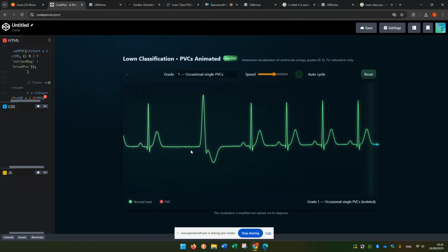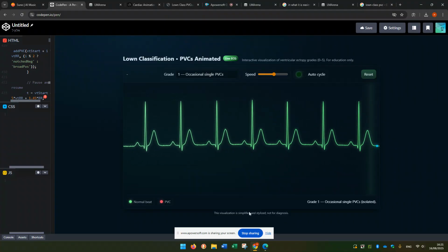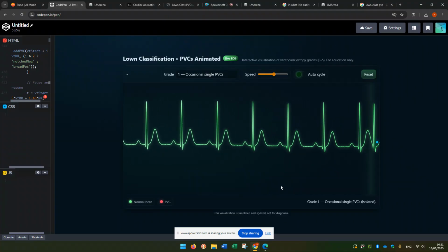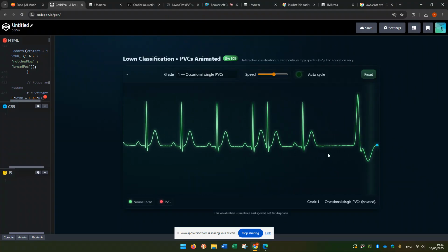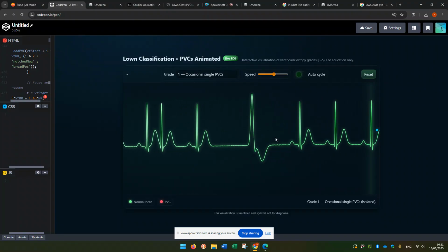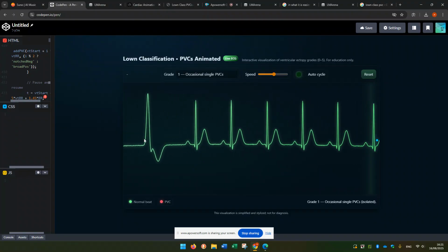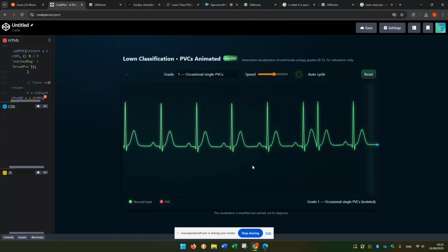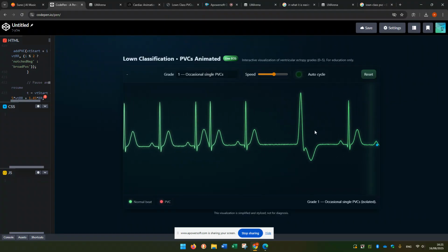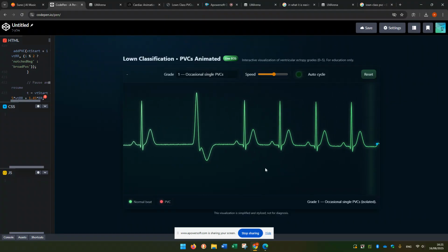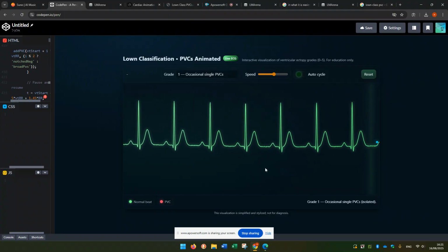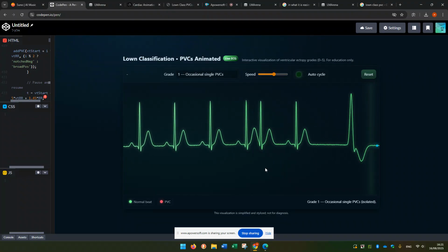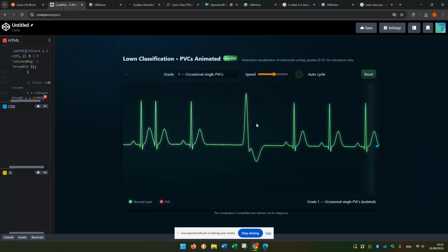Here's the PVC. You see the broader complex. Again, it's just a simulation, so it's not accurate, but you can see the PVC is much broader because it's coming from the ventricle. The QRS is much broader, and the axis can be totally different. Here is the PVC again. Occasional PVC, less than 30 per hour. This is the definition, or less than 1 per minute, which is another definition. Okay, so this is Lown class 1.